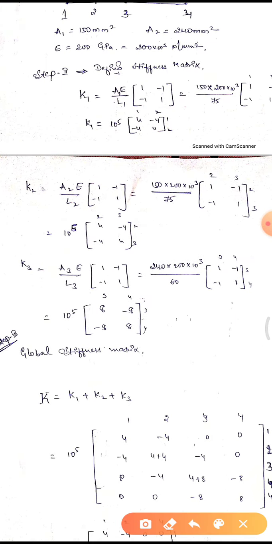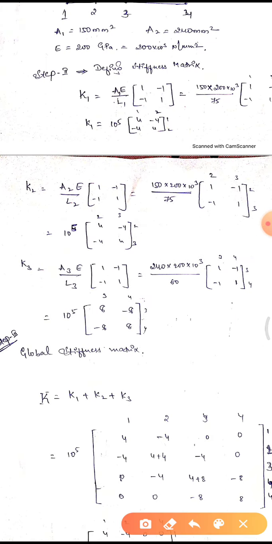Once you form this, the next step is to form the global stiffness matrix. What is this global stiffness matrix? How do we need to form this? Let us see. Since we have 3 elements, element 1, element 2 and element 3, each element is connected between 2 nodes. The first element is connected between 1 and 2, the second is connected between 2 and 3, the third is connected between 3 and 4. 3 elements, 4 nodes.